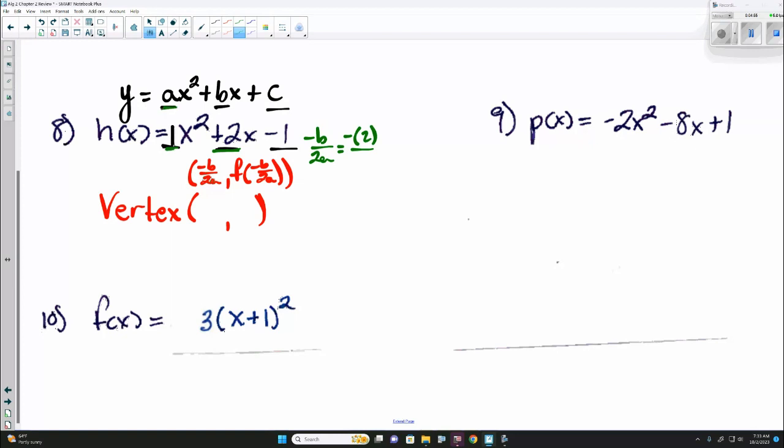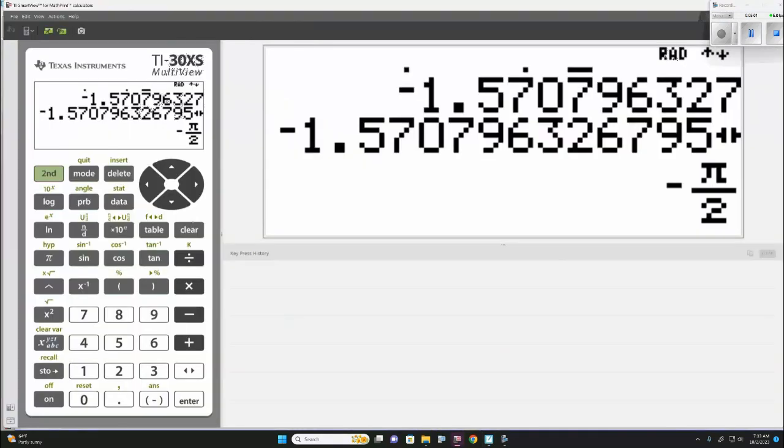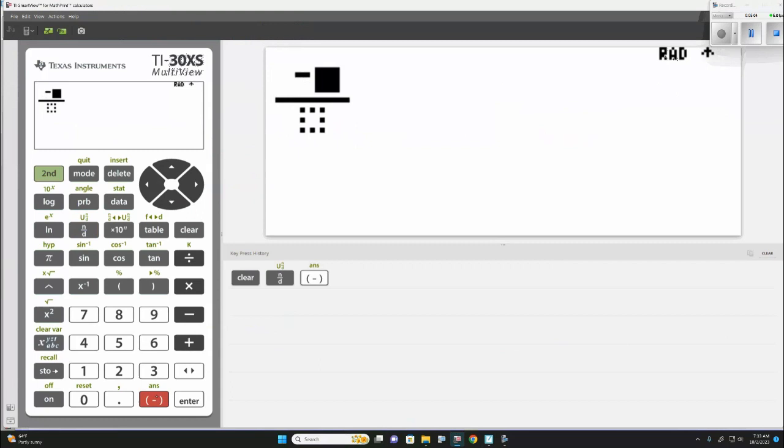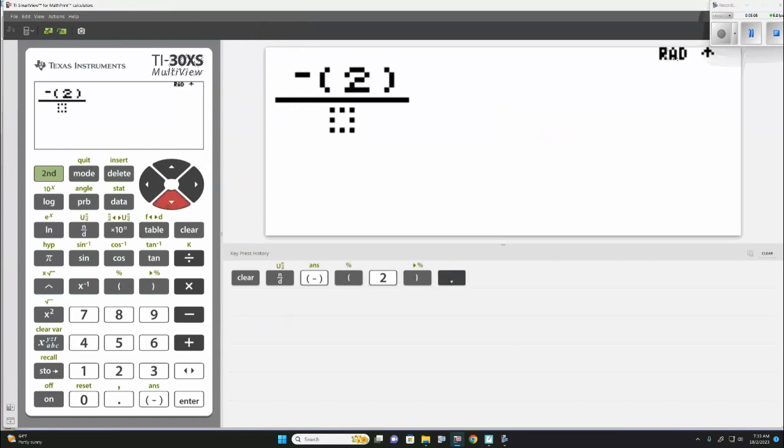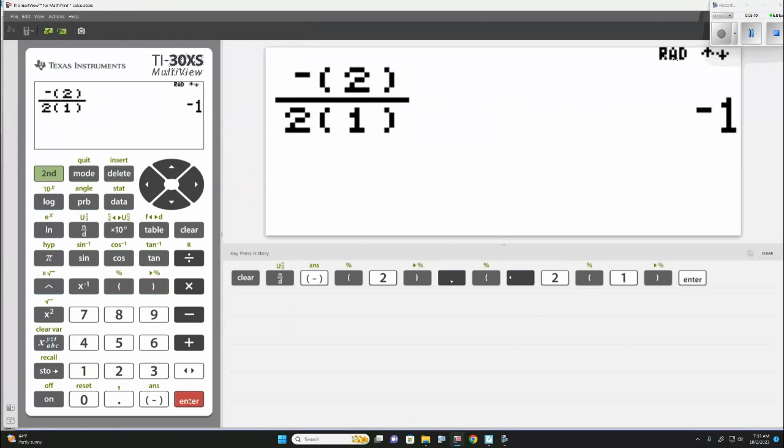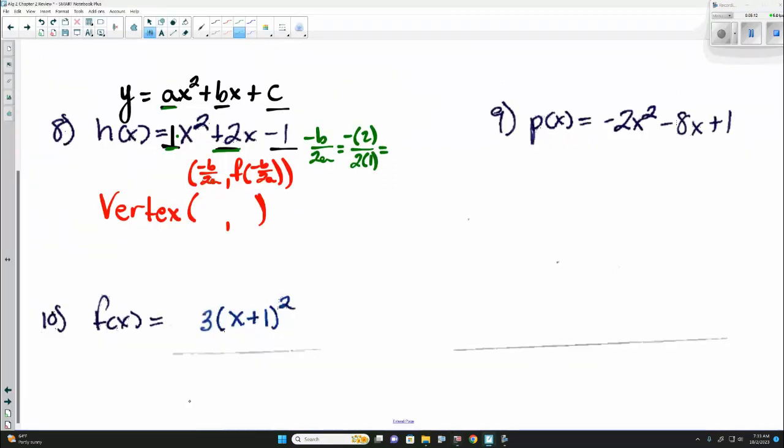A, there is a number in front, and it is 1. So we get negative 2 over 2 times 1. Now we can grab the calculator, fraction negative 2 over 2, parentheses 1. Hit enter. It'll calculate it for us and tell us it is -1.